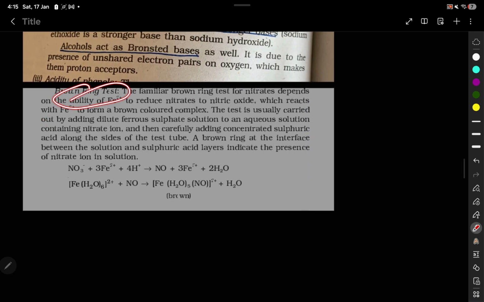Then brown ring test. For the brown ring test, we need to know the full process, so I'll be telling. Basically, we take dilute ferrous sulfate solution and we add it to aqueous solution containing nitrate ion. Then we carefully add concentrated sulfuric acid on the side of the test tube. A brown ring forms at the interface between the solution and the sulfuric acid. The brown ring is somewhere here, and it indicates the presence of nitrate ion.